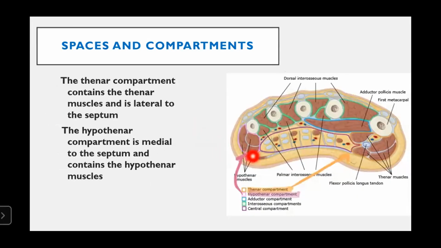Compartments. We have the thenar compartment and the hypothenar compartment. The thenar compartment lies lateral to the lateral septum and contains the thenar muscles and vessels, and the hypothenar compartment lies medial to the medial septum and contains the hypothenar muscles.